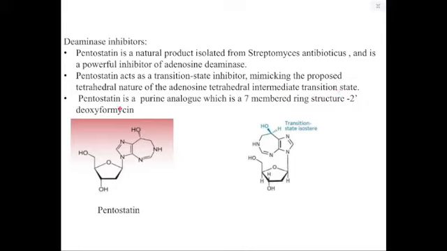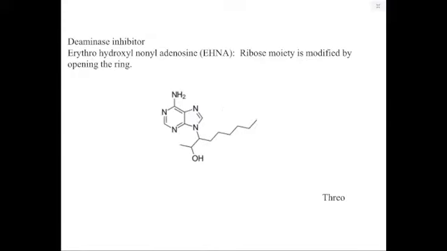Pentostatin is a purine analog with a 7-membered ring structure, also known as 2'-deoxycoformycin. Structural modification of that molecule gives us a molecule that can block the deaminase. And in blocking the deaminase, of course, as we have said, you will have a negative feedback mechanism.